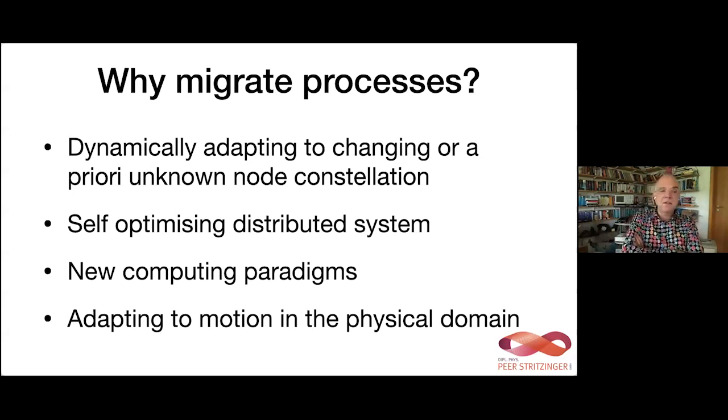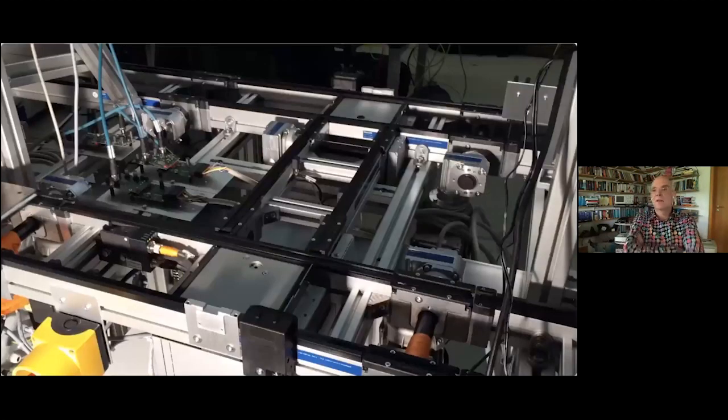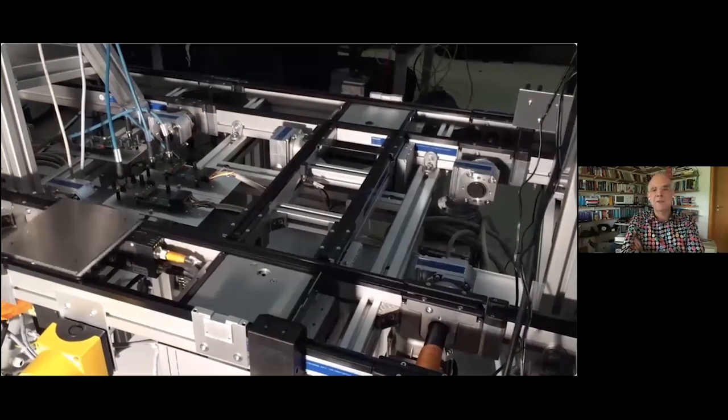In our IoT space, we need to adapt to motion in the physical domain. So what do I mean with that? I apologize for showing this video again. I really need to make a new video, and during this research project I might have the chance to make a new video of a new demonstrator. This is an assembly line. We have something like proto grist nodes here, because this is an old assembly line and an old video. On this assembly line, we have these pallets moving.